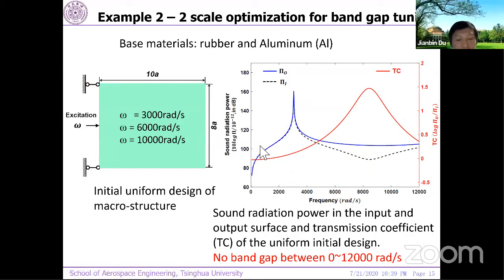Okay, now we consider a two-scale topology optimization for band gap tuning. The size of the macrostructure, the boundary and the loading conditions are the same as the first example. The two base materials here are selected as rubber and aluminum alloy. The total volume fraction of the aluminum alloy in the whole macroscopic design domain is limited to 40%, and that of the rubber is set as 67%. We calculate the sound radiation power at the input and output surfaces and calculate the corresponding transmission coefficients, which we call STC, of the uniform initial design. The frequency response curve is plotted on the right-hand side. We can see there is no band gap in the interval from 0 to 12,000 rad per second.